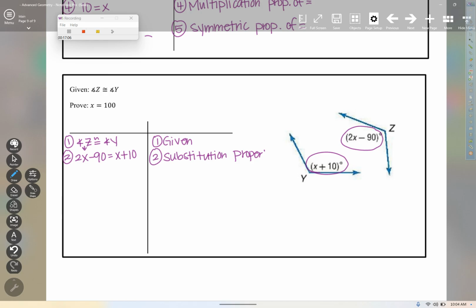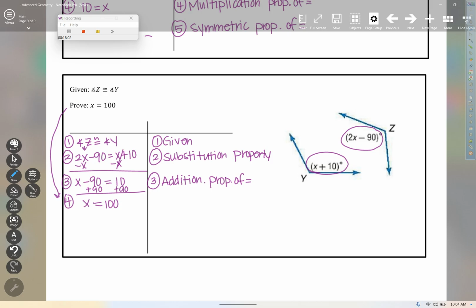Okay. And I'm still solving for x, so my next step is I need to add 90. And I get x is equal to 100. And look, it matches the proof. So I am done here. And since I added 90 to both sides, that again is going to be addition property of equality.